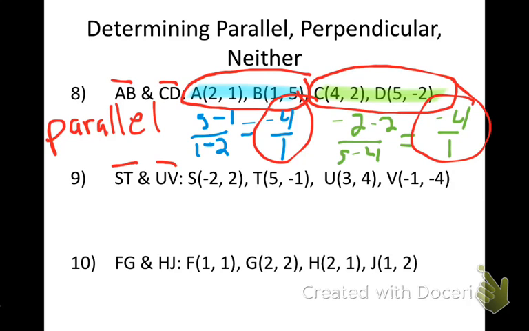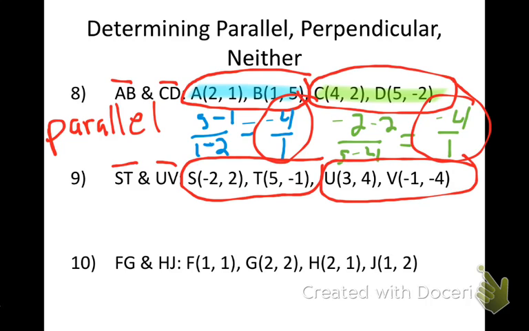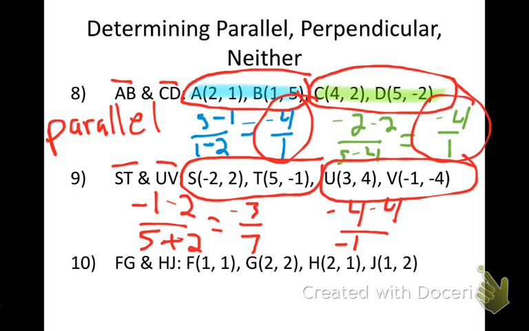Number 9, same thing here. I have ST and UV. Here's ST, here's UV. I need to find the slope of ST. So I'm going to say negative 1 minus 2 over 5 minus a negative 2. The slope of ST gets me what, Caitlin? Negative 3 over 7. Nice job. The slope of UV then: negative 4 minus 4 over negative 1 minus 3.